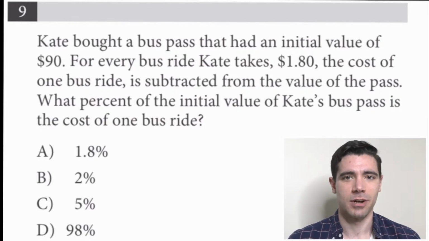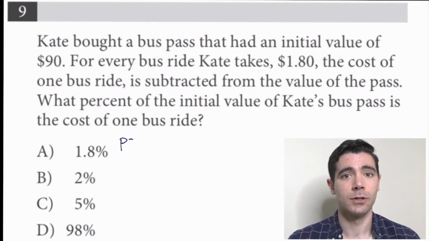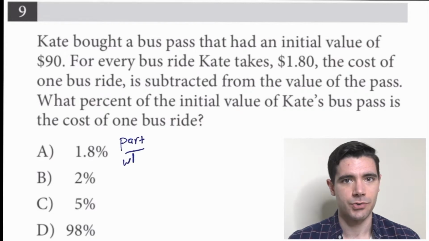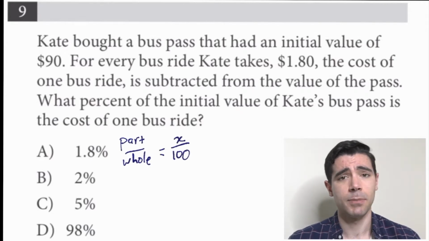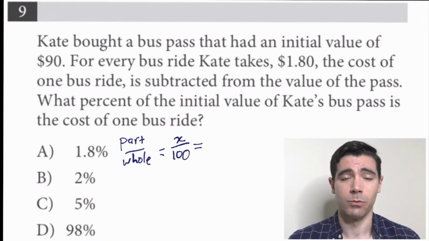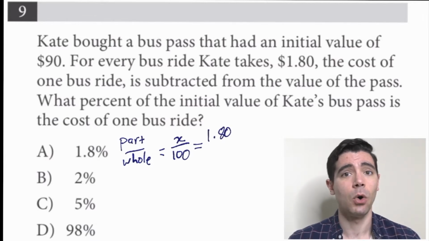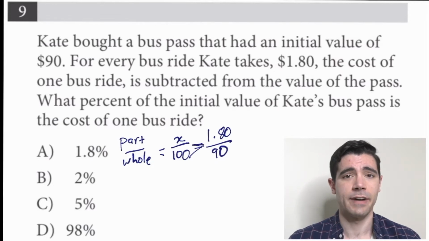Well, we're dealing with a percent problem, which can fit into the format of part over whole. The whole in a percentage is 100, and we would like to know what percent is the cost of one bus ride. Well, what's our part over whole in this problem? The cost of one ride is $1.80, and the whole pass costs $90. So 1.80 over 90. 1.8 divided by 90.